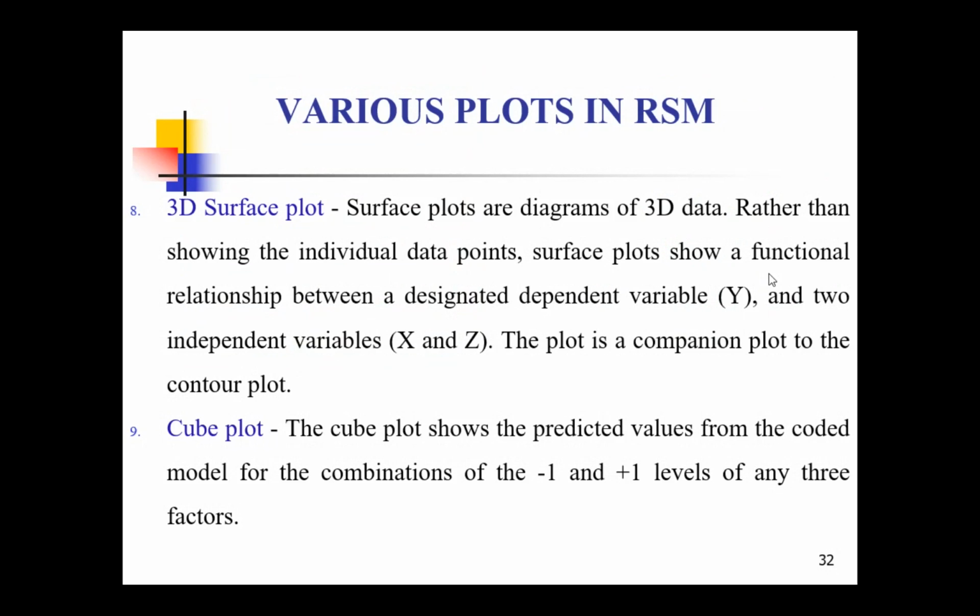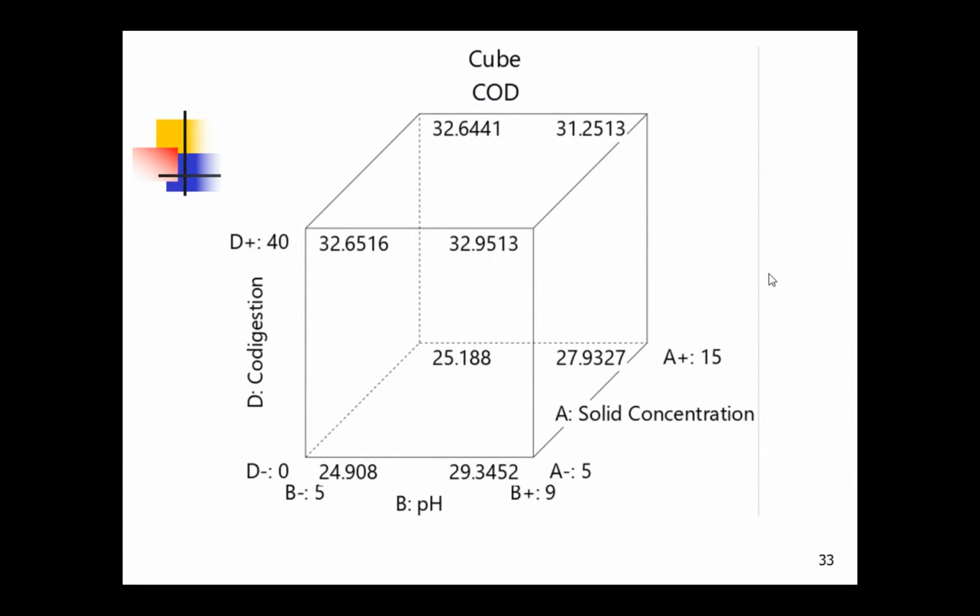So then we come across the Q plot. The Q plot shows the predicted values for any outputs, based on the input parameters selected for any three factors. So this is drawn for three factors, that is A, solid concentration, B, pH, C, co-digestion, and the output is chemical oxygen demand. So the predicted values are possible.